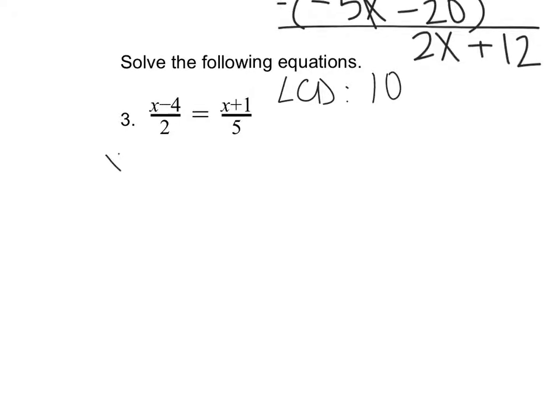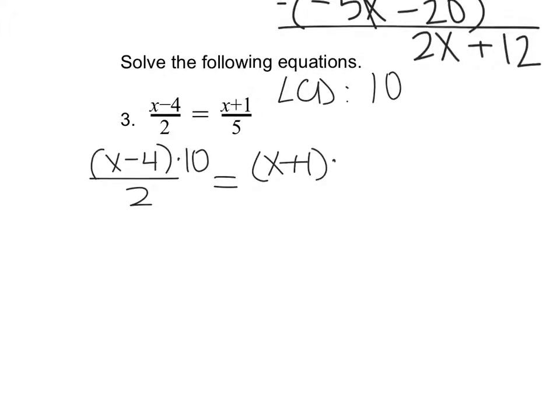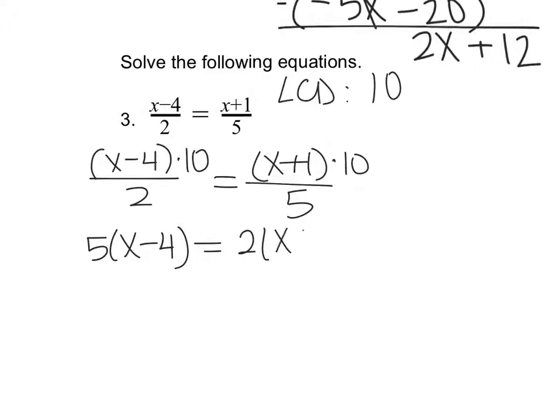So we're going to take x minus 4, multiply it by 10, equals x plus 1 times 10. And instead of canceling out factors that occur, we're going to go ahead and divide. So 10 divided by 2 is 5. So we get 5 times x minus 4 equals, and then 10 divided by 5 is 2 times x plus 1.